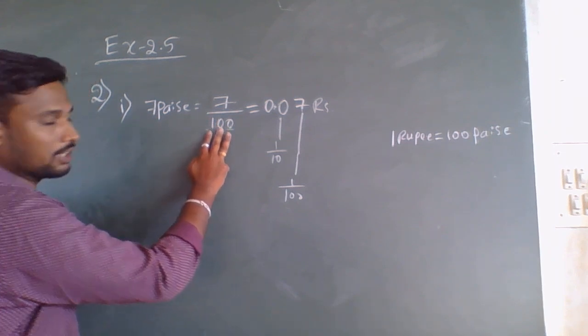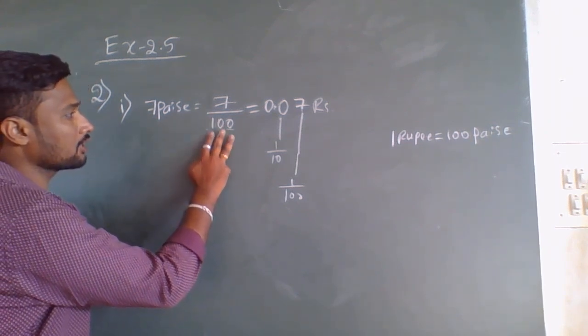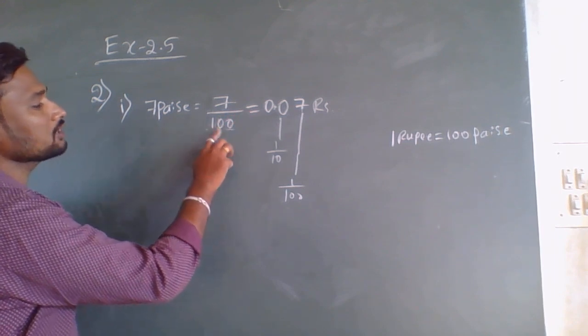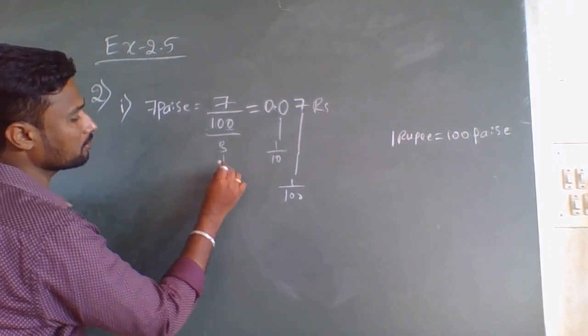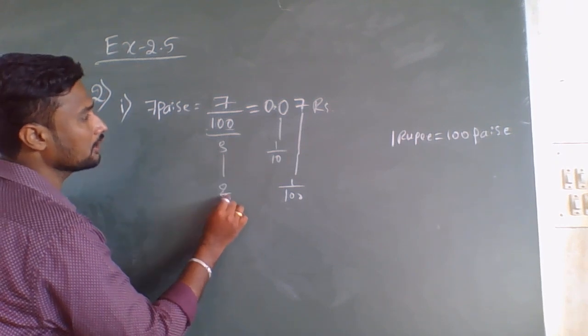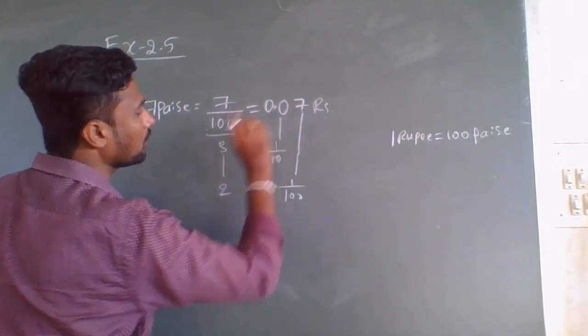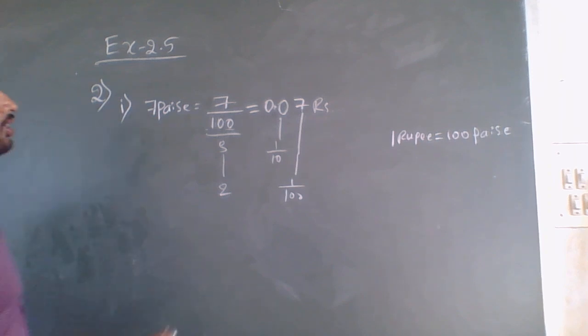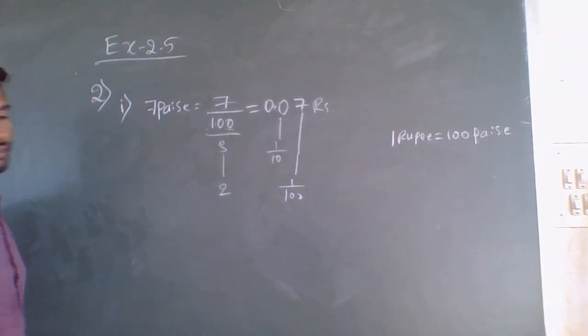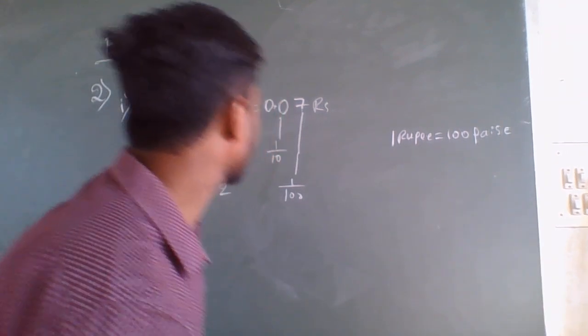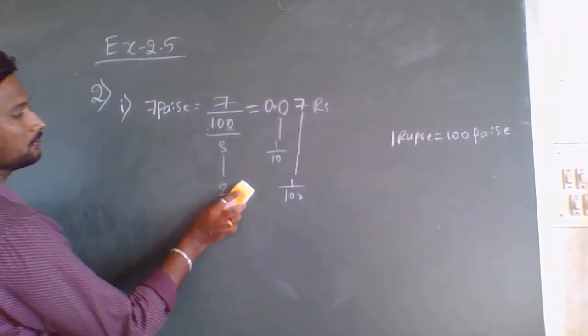Here there are 3 digits. 100 means there are 3 digits. So one less means only 2 digits should come after the decimal point. So first we will consider 0 and we will mention 7. Okay. Now again we will see another problem.